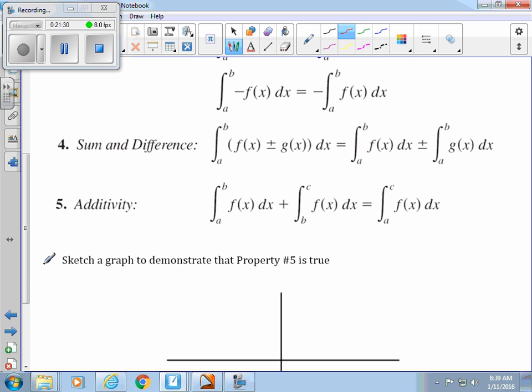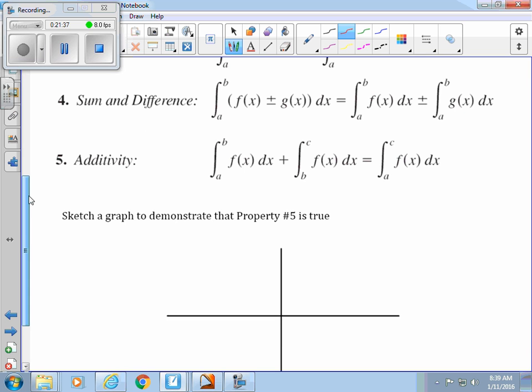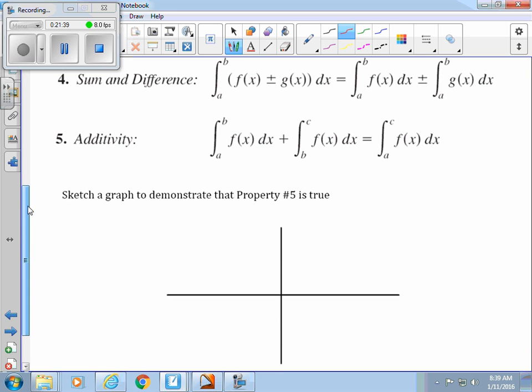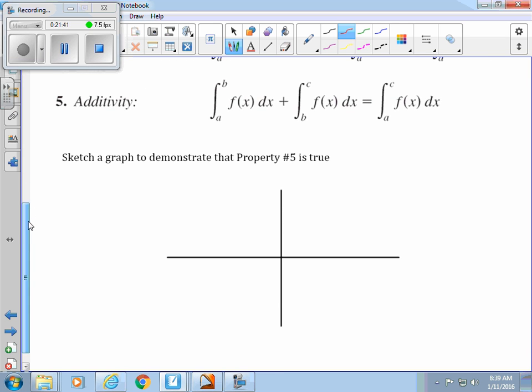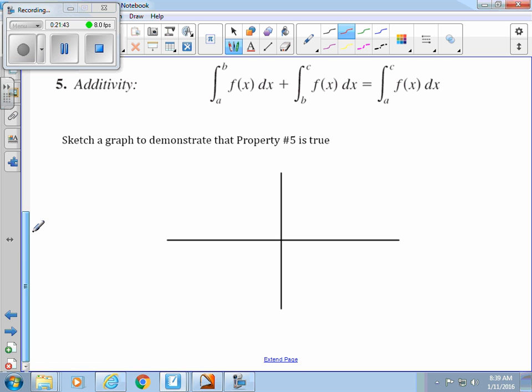Okay, any questions about those properties? Product is not a property. Quotient is not a property. We did have a product and quotient rule for differentiation. We do not have one for integration. In fact, that will be the most difficult part of integration, is that we don't have properties for products and quotients. We'll figure some things out.